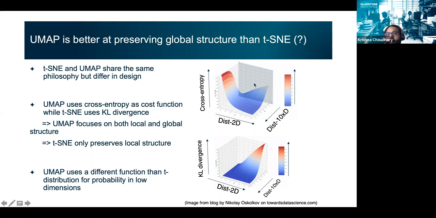So one difference between UMAP and t-SNE is that they have different cost functions. The cost function of t-SNE prioritizes keeping cells that are close together in high dimensions close together in lower dimensions, but cells which are far apart in higher dimensions can be essentially anywhere in 2D because of the flatness of the cost function for high distances in the higher dimensions.